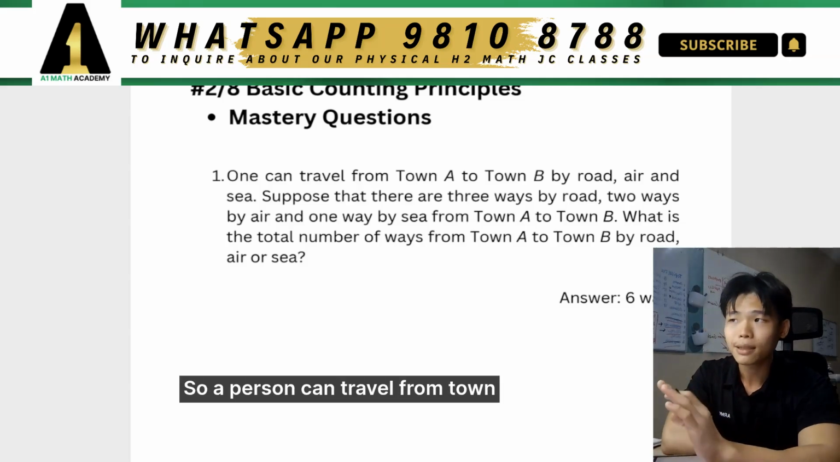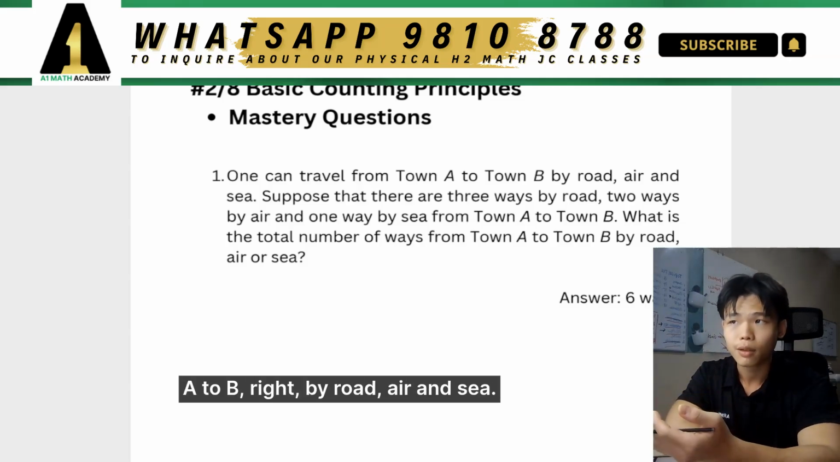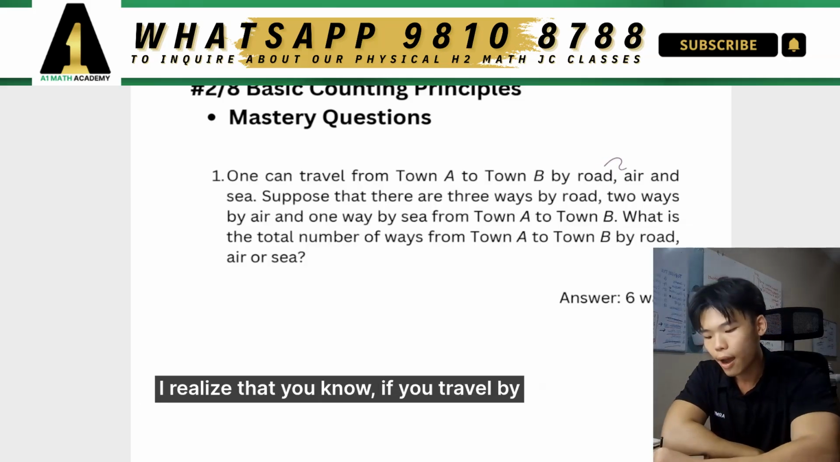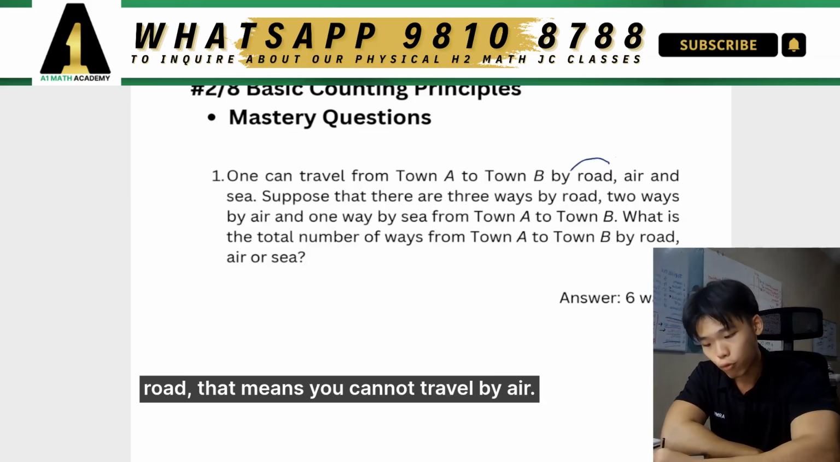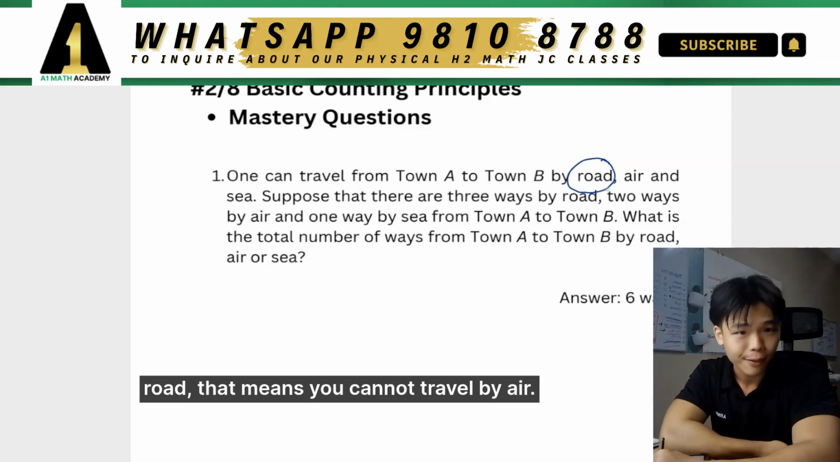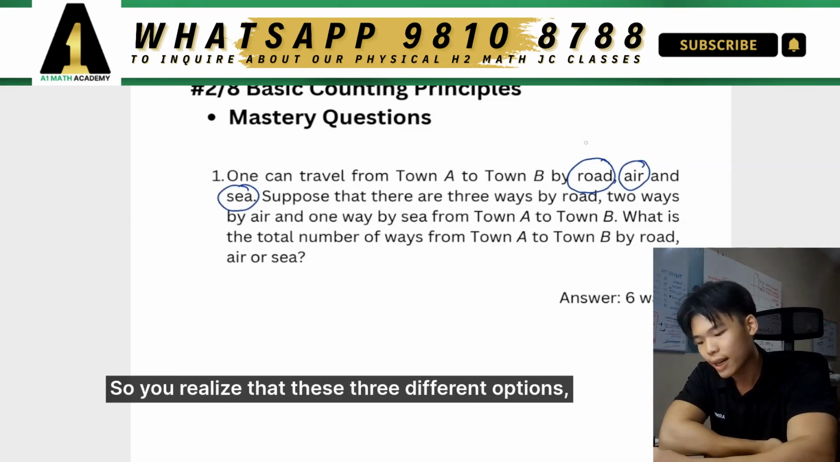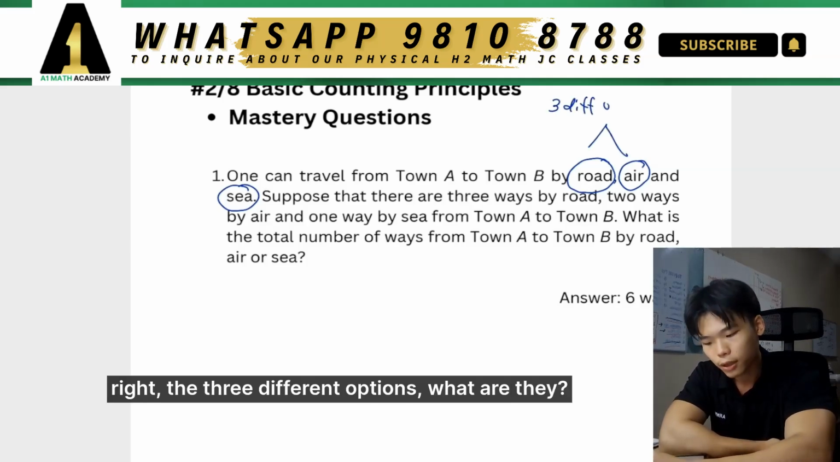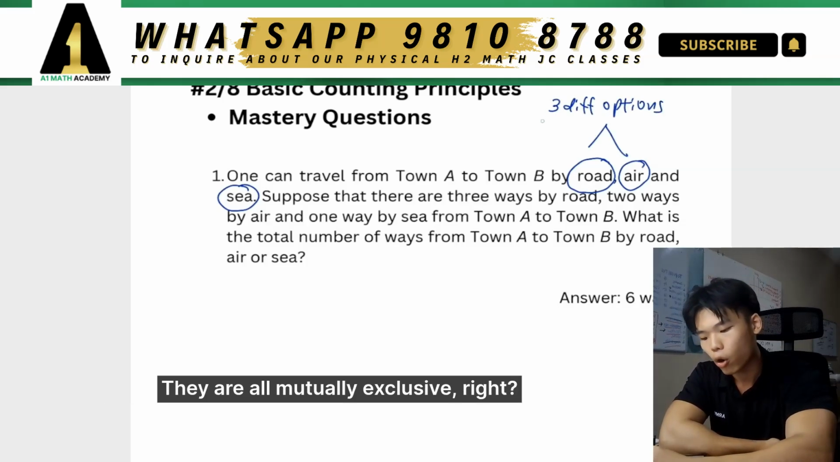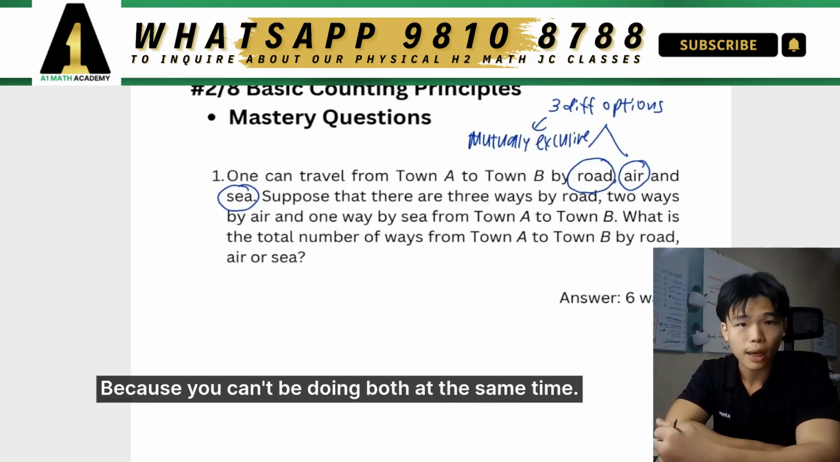So a person can travel from town A to B, right, by road, air, and sea. So when I look at this question over here, I realize that if you travel by road, that means you cannot travel by air. If you travel by air, it means you cannot travel by sea or road, right? So you realize that these three different options, what are they? They are all mutually exclusive, right? Because you can't be doing both at the same time.